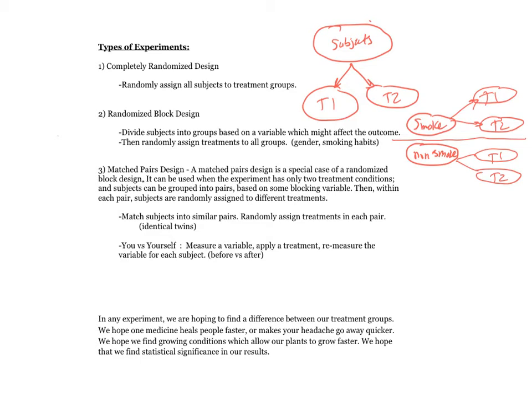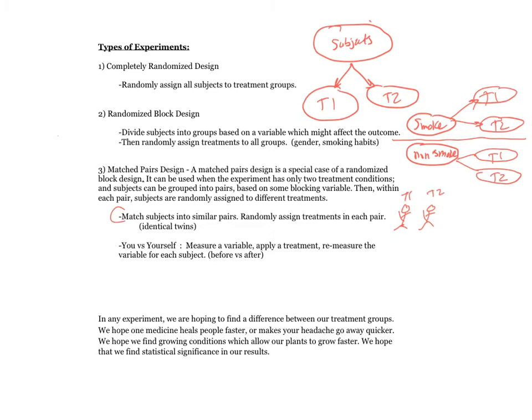Okay, so one way to think of this is that you could match subjects into similar pairs, randomly assigning treatments to each pair. You could think of it like having two identical twins. They grew up in the same households, they'd have basically the same medical history in their families, et cetera, and then you could flip a coin and decide that one of the pair gets treatment 1, and one of the pair gets treatment 2.